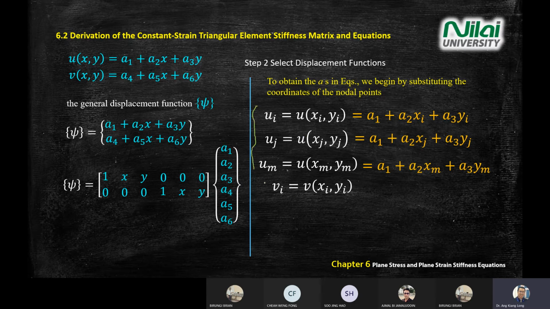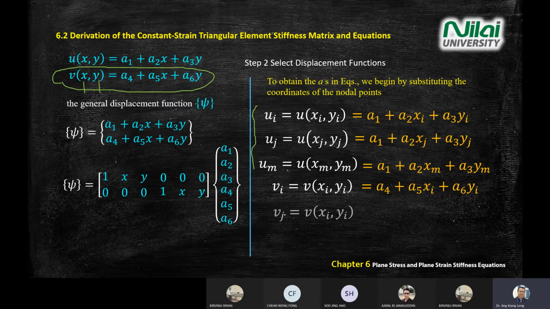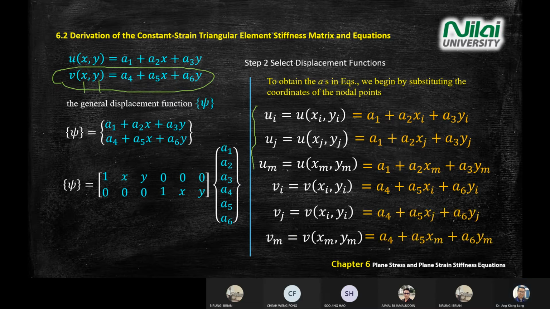Now you do another step for V. So vi means in the Y direction. Again, what is the equation? It is this one. So you just substitute the location of X and Y into this equation. You will see vi equal to A4 plus A5 xi plus A6 yi. You repeat the same for the J and M coordinates. You get another 3 equations. So in total you have 6 equations here.